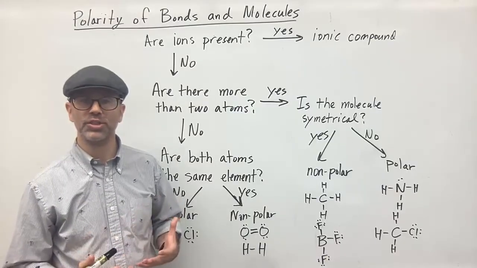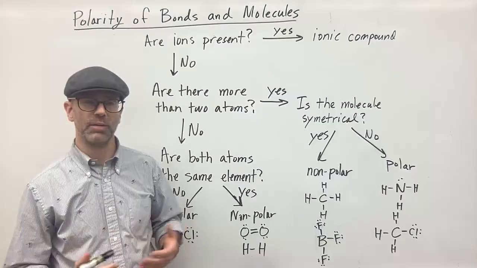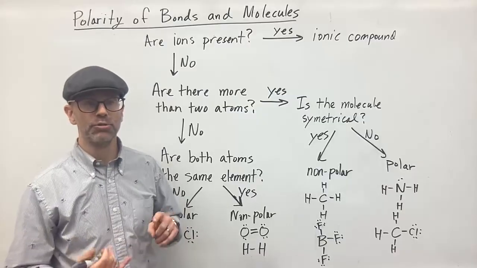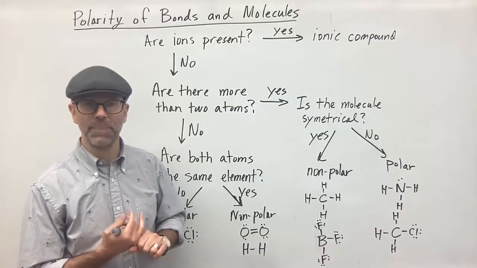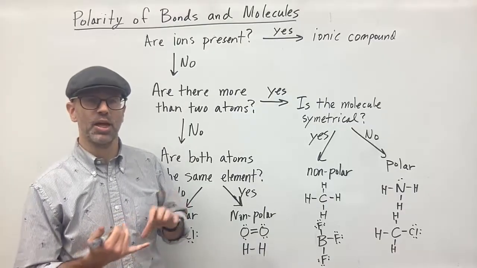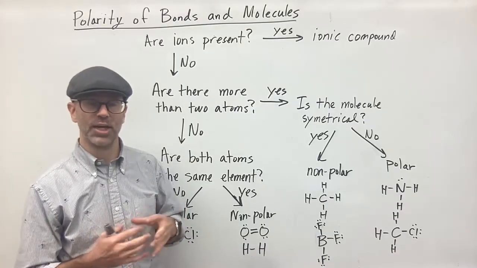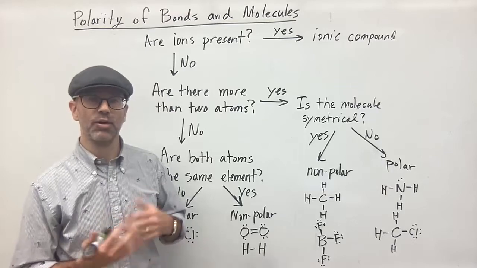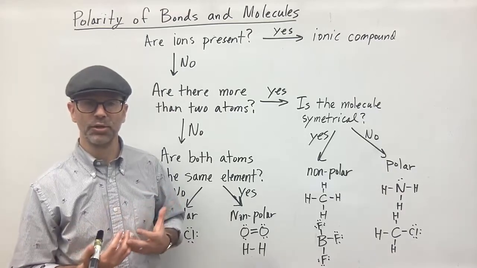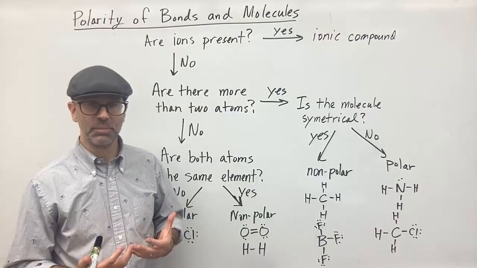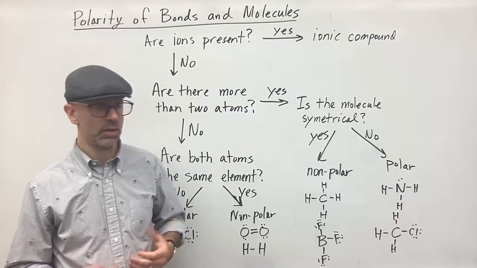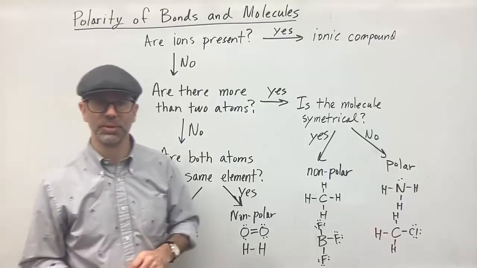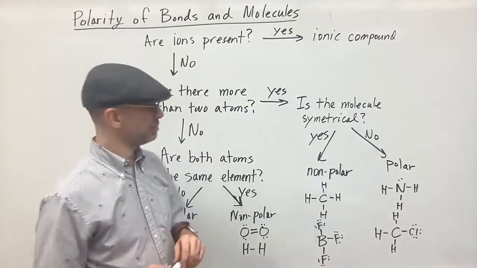So here's a few questions you want to ask yourself when you're looking at a molecule. Remember, you're going to need to draw the Lewis dot structure. You're going to have to know how many bonding pairs and how many lone pairs of electrons are around your central atom in order to figure out the shape of the molecule. If you can't figure out the shape of the molecule, then you can't figure out if it's going to be polar or not.